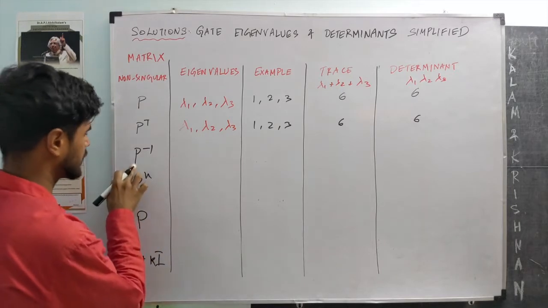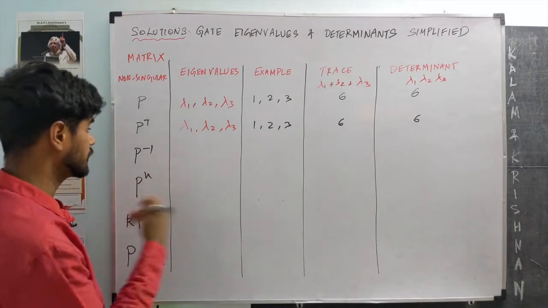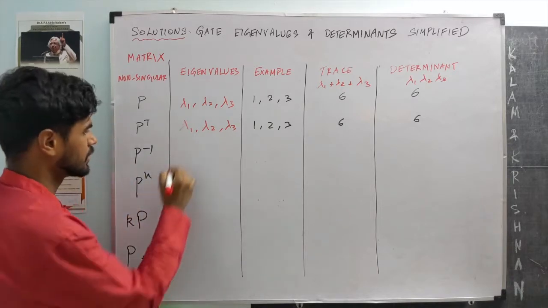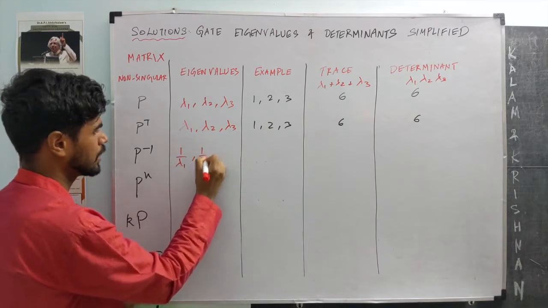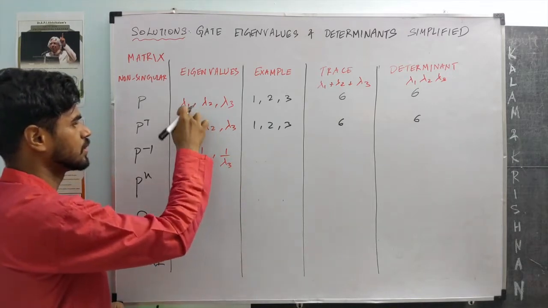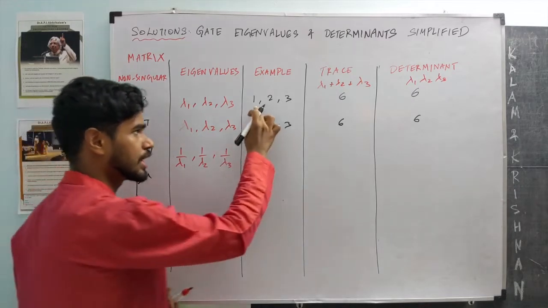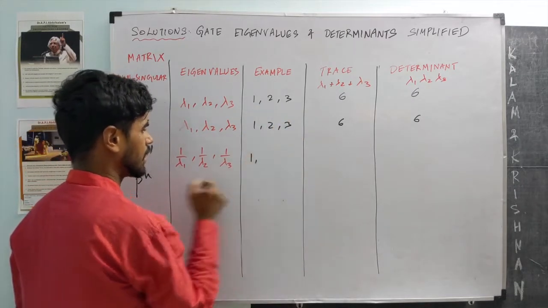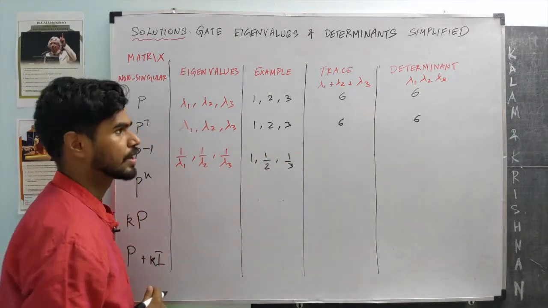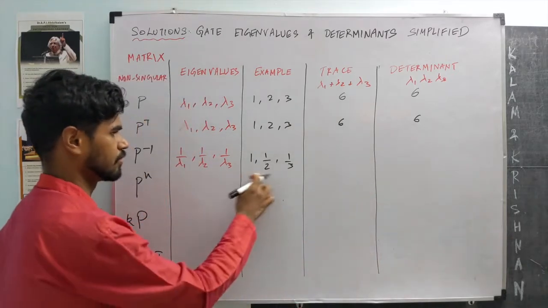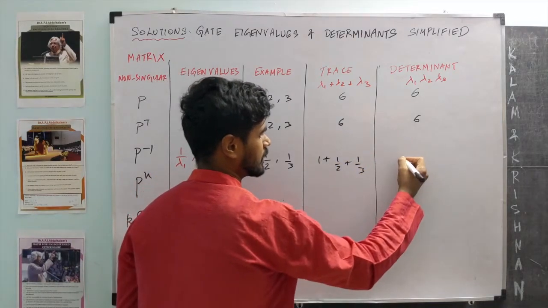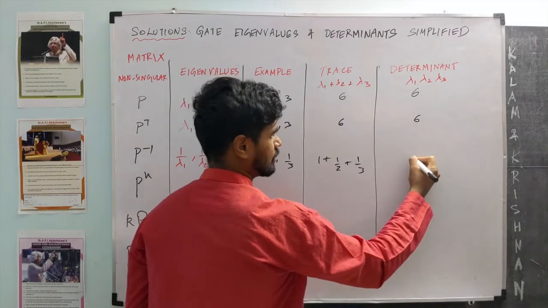Second, how about we consider the inverse of the original matrix? The eigenvalues of the inverse of the original matrix are going to be 1 by lambda 1, 1 by lambda 2 and 1 by lambda 3. Essentially, take 1 over the original eigenvalues. For example, if the original eigenvalues are 1, 2 and 3, in this case the eigenvalues of P inverse are going to be 1, 1 by 2 and 1 by 3. Accordingly, the trace and determinant can be found from this. So the trace is going to be 1 plus 1 by 2 plus 1 by 3 and the determinant is going to be 1 times 1 by 2 times 1 by 3, which is 1 by 6.